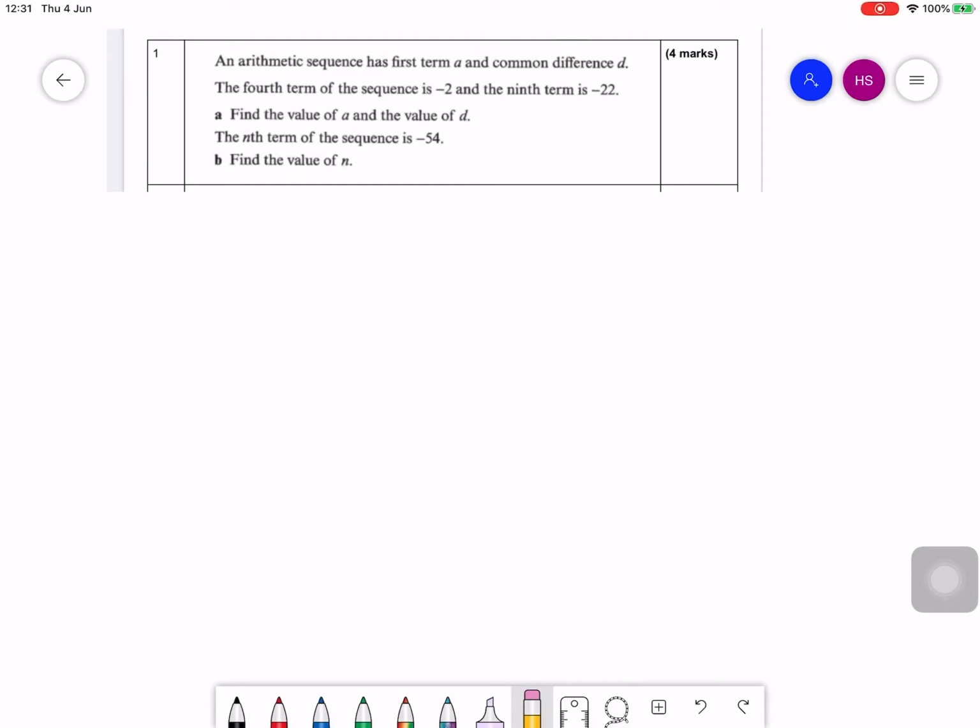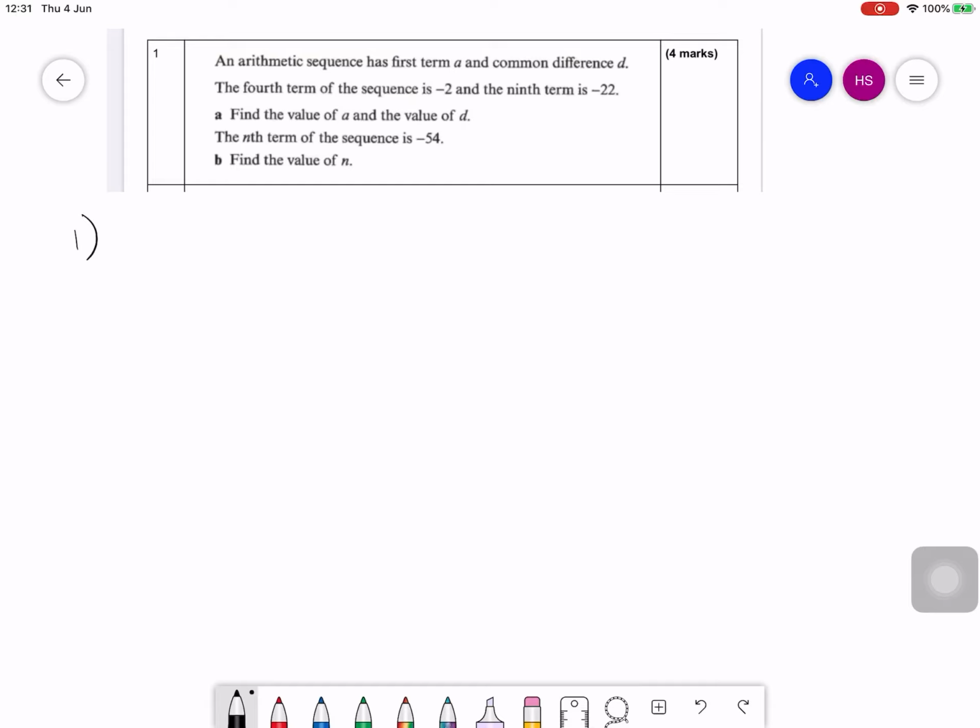Okay, we're looking at question 1 from minitest 3 on arithmetic sequences and series. We are told that the arithmetic sequence has a first term a and a common difference d, and we know that's the common notation. Then they start giving us some information about this specific one.